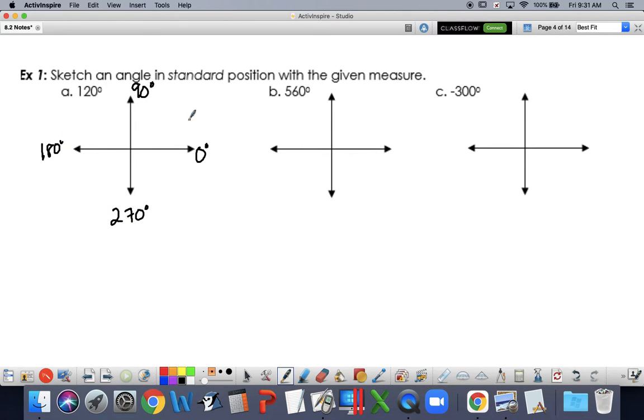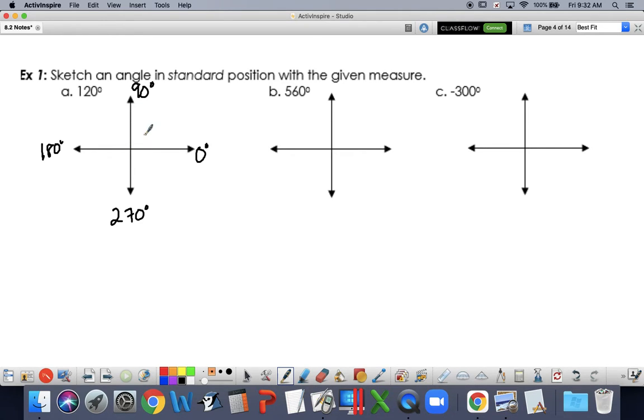So we can keep rotating, right? If we came back up here, this would be 360. If we came back up here, this would be 450. So we can keep going around and around and around. But these are the main ones that we have to make sure we understand, how the coordinate plane works with a counterclockwise rotation.